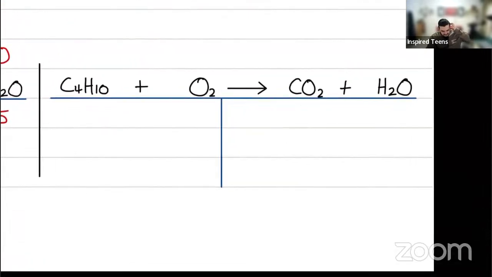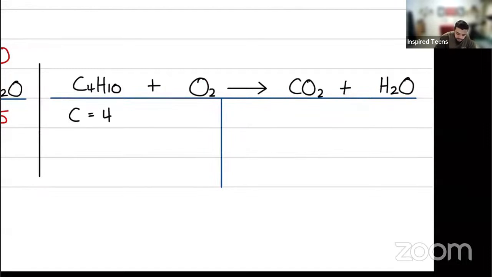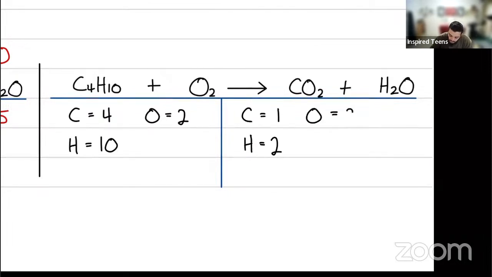Let's look at this one where things get a little bit tricky because we deal with an odd number. And I'm going to show you a nice way to deal with an odd number. Okay, so let's count up. Here we have 4 carbons, 10 hydrogens, and 2 oxygens. On this side, we have 1 carbon, 2 hydrogens, just like normal, and 3 oxygens.